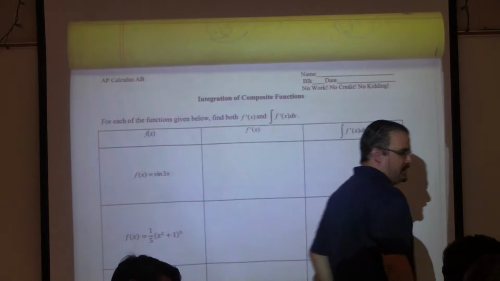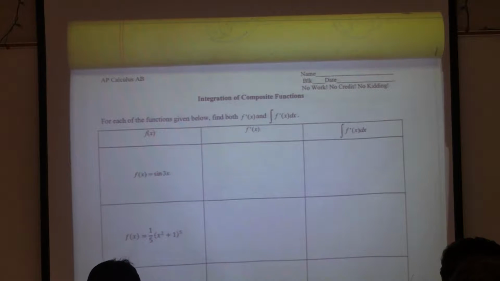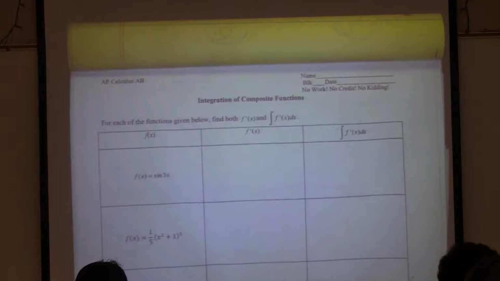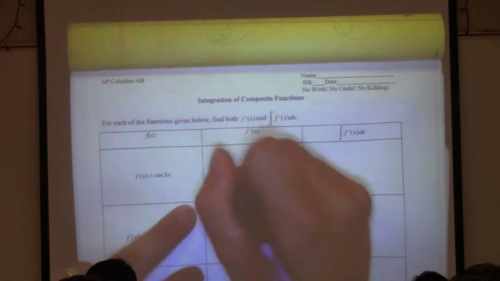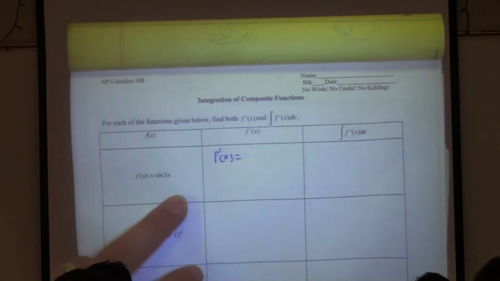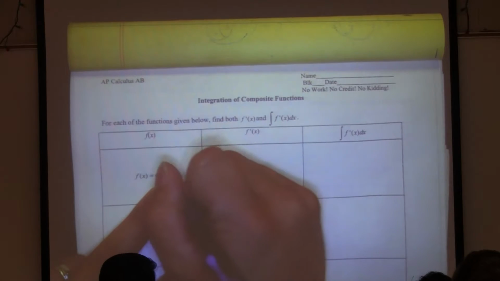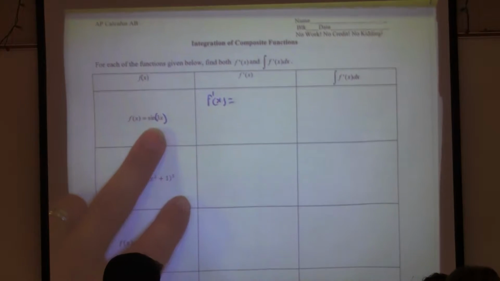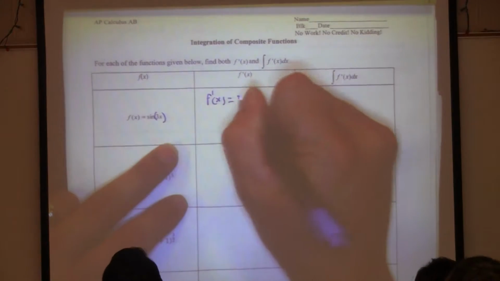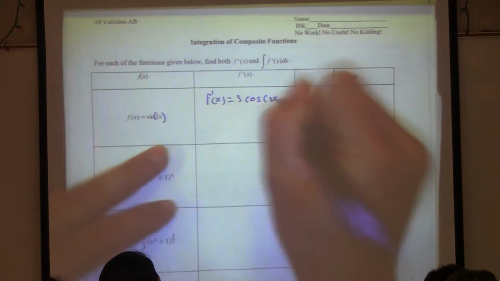So this is what we call integrals of composition, or composite functions. And what it is called is kind of like pattern recognition. So let's see. Let's get the derivative of this function. What would be my derivative here? Sine of 3x. What do we get? 3 cosine of 3x, right?